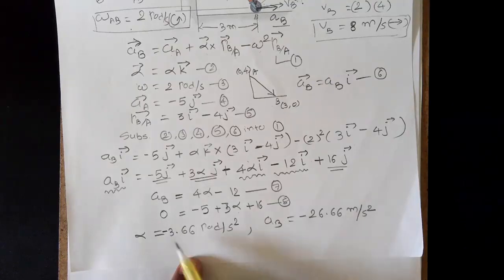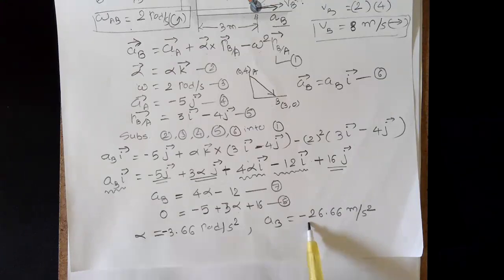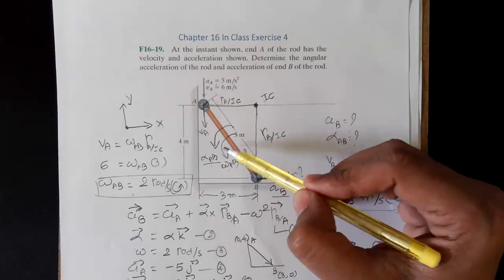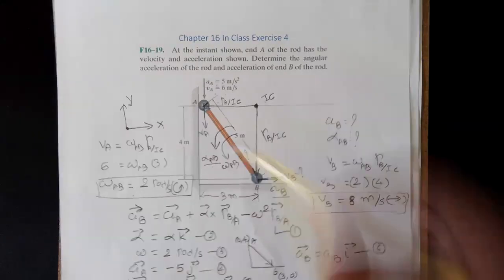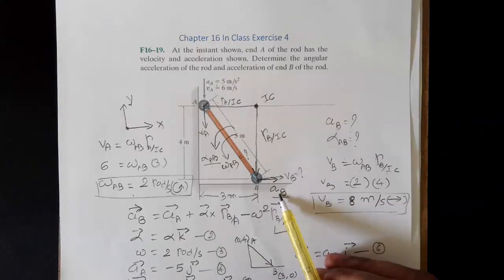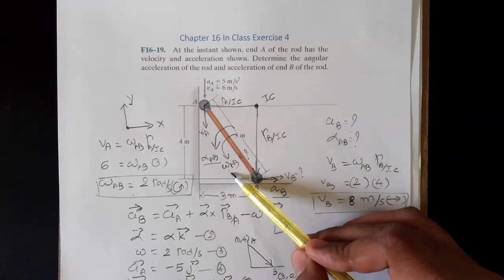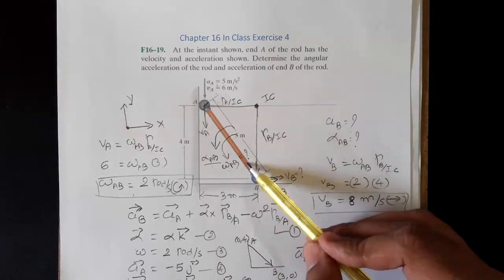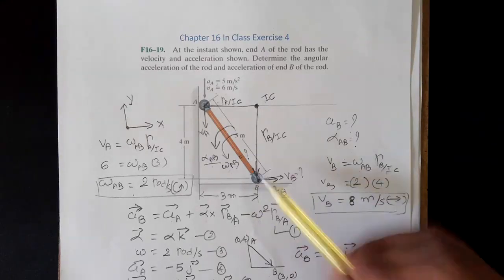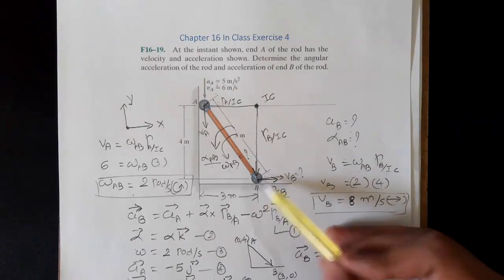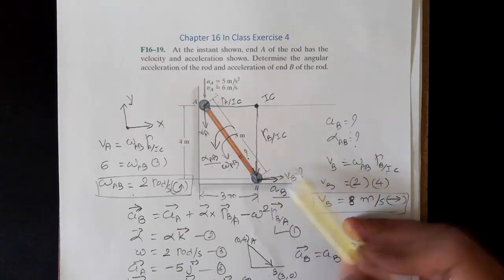So now we get the negative answer for alpha and negative answer for a_B. What does it mean? It simply means that our original assumption of alpha going counterclockwise and a_B going right is not correct. The actual alpha is going opposite to the angular velocity. That means the angular velocity of the link decreases with time, and a_B also goes opposite. That means B also slows down, or the velocity of B decreases with time.